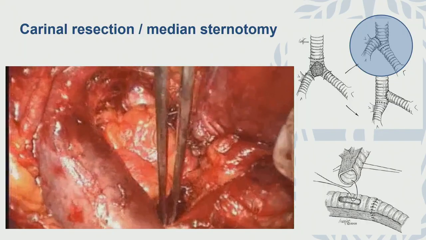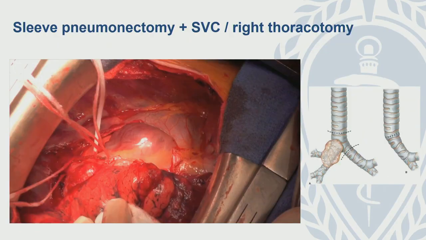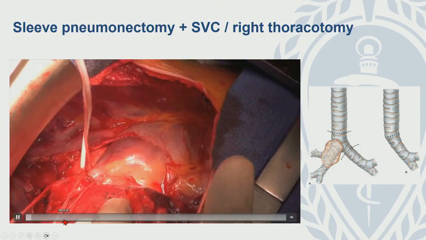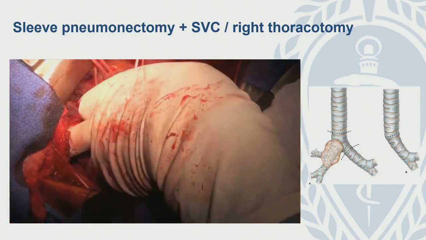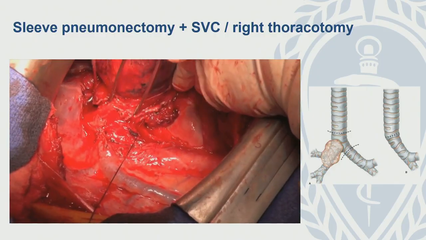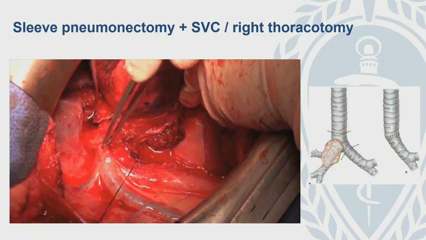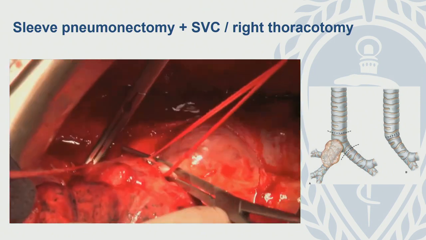This is the flap at the end to protect the suture from the vessels. The last case I wanted to show you is a right-sided carinal right sleeve pneumonectomy extended to the superior vena cava reconstruction. You see the view of the carina, posterior view.